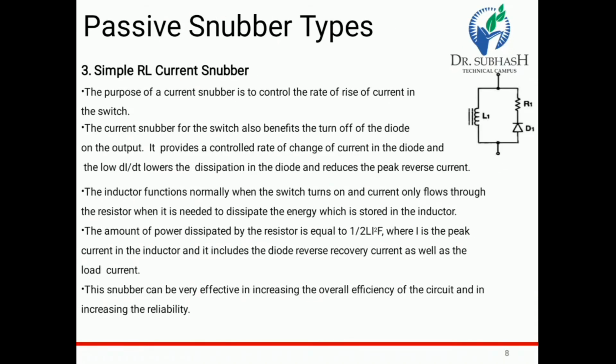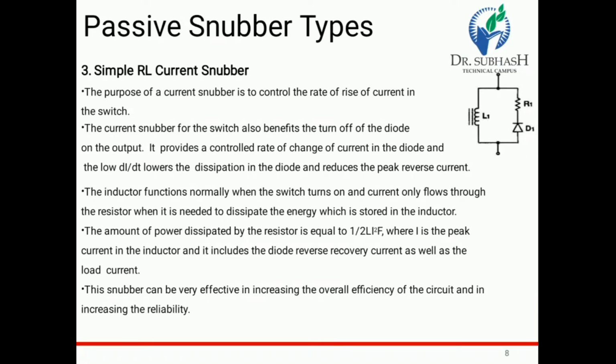Now third and last is our simple RL current snubber circuit. The purpose of the current snubber is to control the rate of rise of current in the switch, right? So the previous first one, RC, can be used for the push-pull amplifier, the second one, RCD, can be used for the flyback or forward converter.